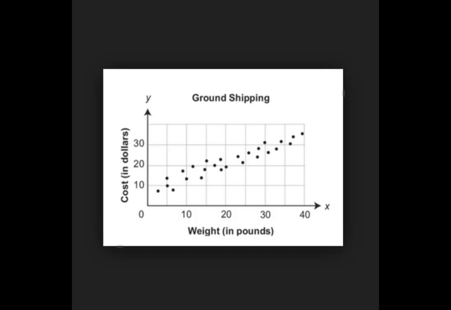Here's another example before we put the line in. The weight in pounds of some ground shipping, mailing something, and its cost in dollars. As something increases in weight, it's going to cost more and more money to ship it. It tends to be in a linear pattern here. You can see this all creating a straight line, like the notes we had from yesterday.